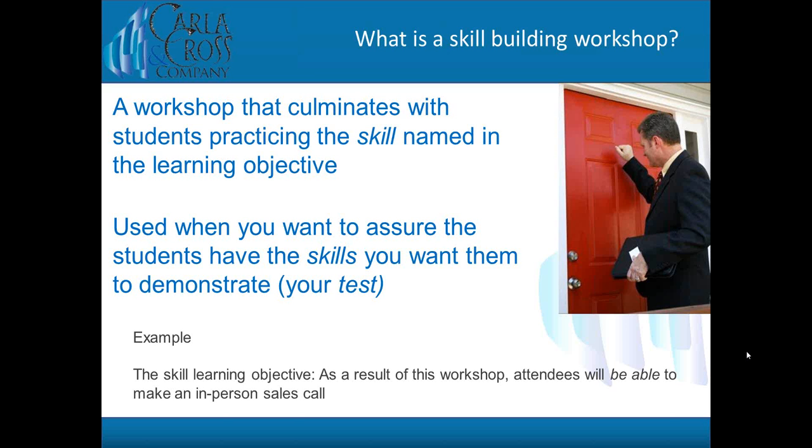So I want you to use it when you want to assure the students have the skills you want them to demonstrate. That's your test. Don't try to use a multiple choice or true and false test to test whether people have skills. That doesn't test anything except they can answer the question. How do you know they have the skills? You observe them using the skills in class. Here's an example. The skill learning objective, as a result of this workshop, students will be able to make an in-person sales call. Right? So that's your test, and you were teaching how to make a sales call.